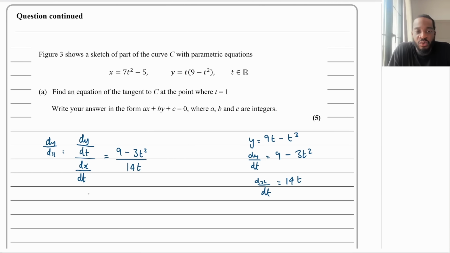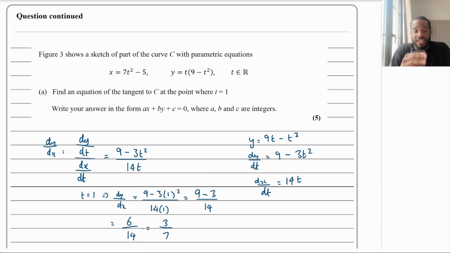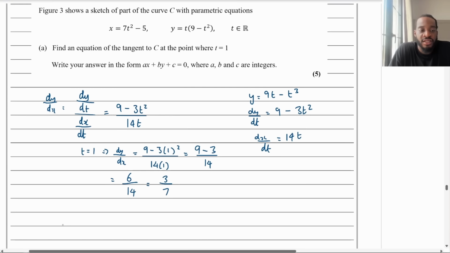So if I plug t equals 1 into there, then dy/dx will equal (9 minus 3 lots of 1 squared) all over 14 times 1. This is 9 take away 1 squared is 1, 3. That's 9 take away 3 over 14. So this is equal to 6 over 14, which is the same as 3 over 7. Divide by 2, divide by 2. Perfect. So the gradient of the tangent is 3/7. So we're going to use m is 3/7.